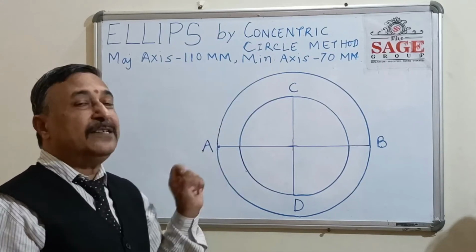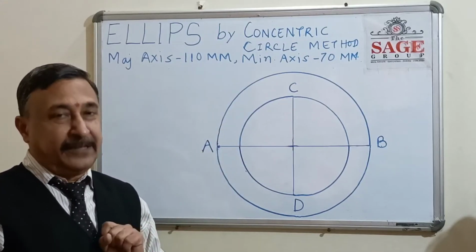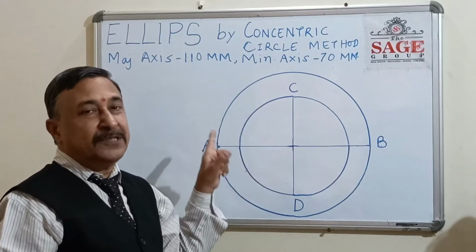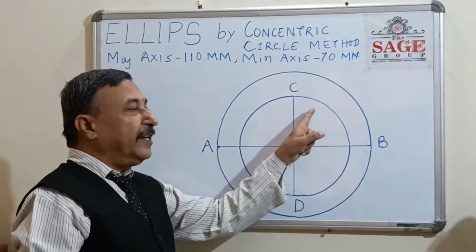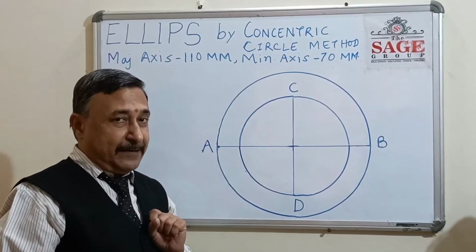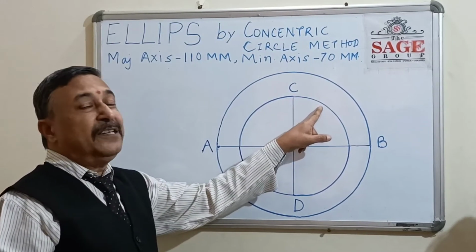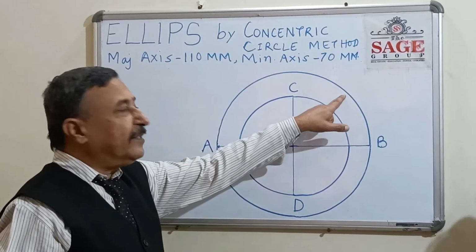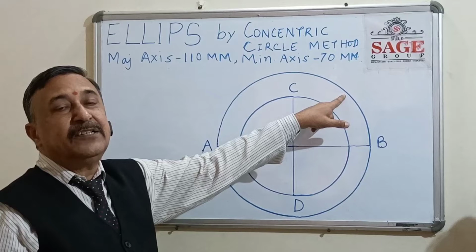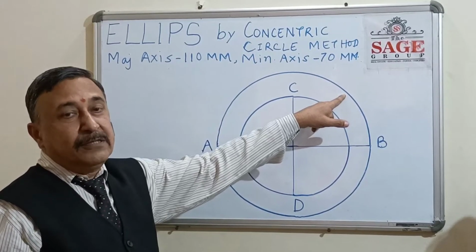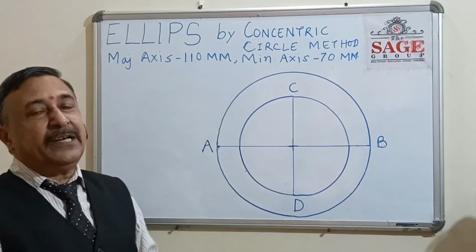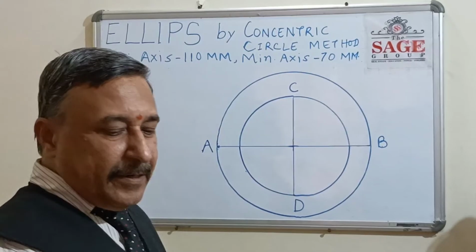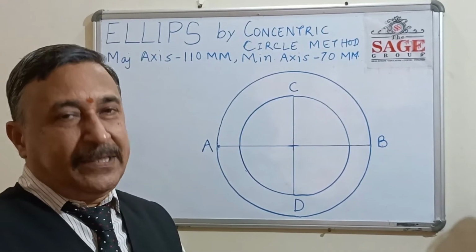So first we have to draw these two circles. These two circles are called concentric circles, as you know, because they have the same center. Now the names of these circles: this circle is called the minor axis concentric circle and this circle is called the major axis concentric circle. Okay, so the method applied here is the concentric circle method.